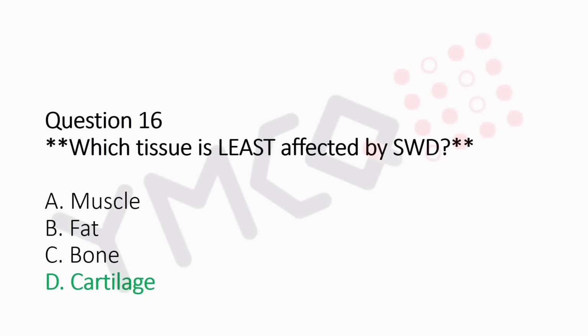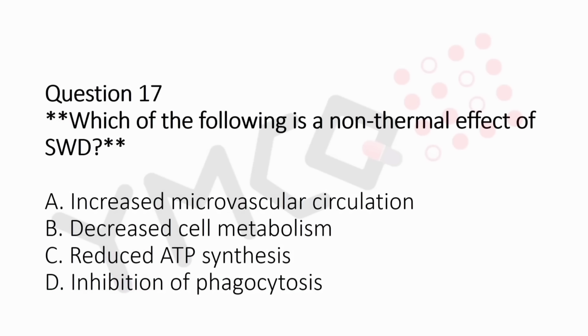Now let's move to question number 17. Which of the following is a non-thermal effect of SWD? Option A, increased microvascular circulation. Option B, decreased cell metabolism. Option C, reduced ATP synthesis. Option D, inhibition of phagocytosis. And the answer is option A, increased microvascular circulation.